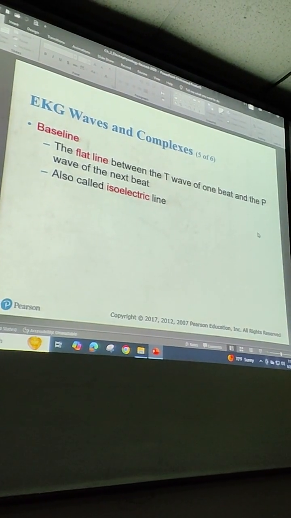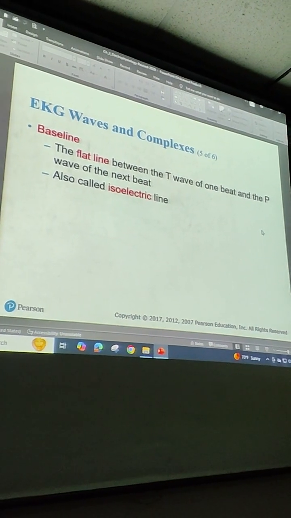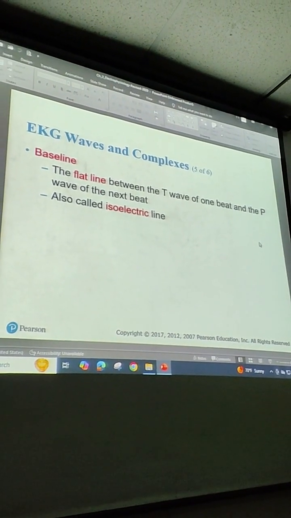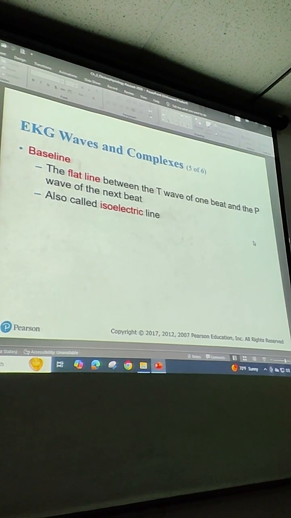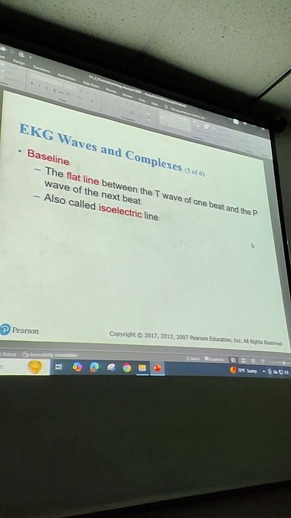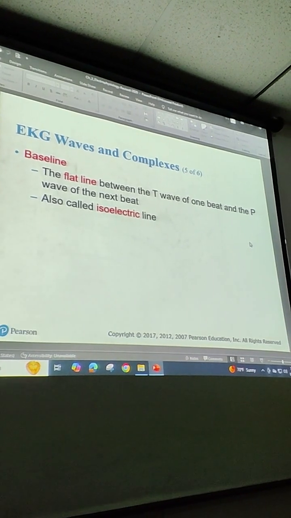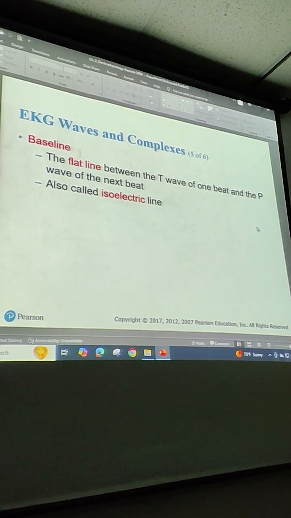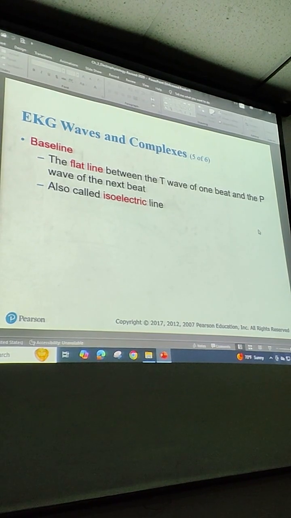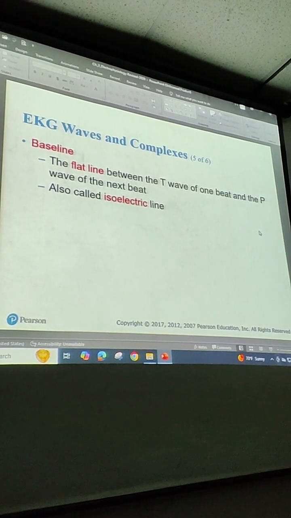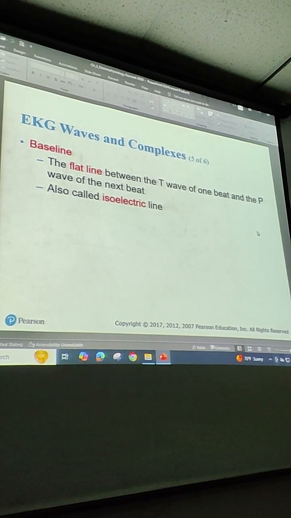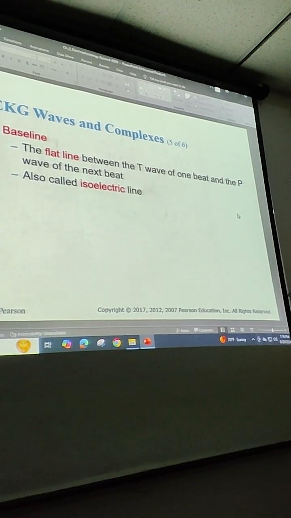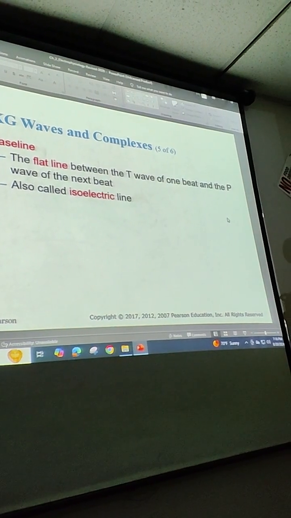Baseline. Here we have the terms. It's the flat line. All the lines that we're going to see on the EKG paper are the flat lines, the horizontal lines. So that is called the isoelectric line. And it is in red because they're going to ask, okay, the baseline or the flat line in between this, or where the EKG is sitting on, what is it called? You're going to look for baseline or you're going to look for isoelectric line. That's what it's actually called. And it's right there.